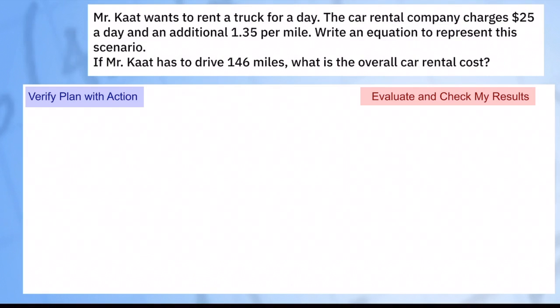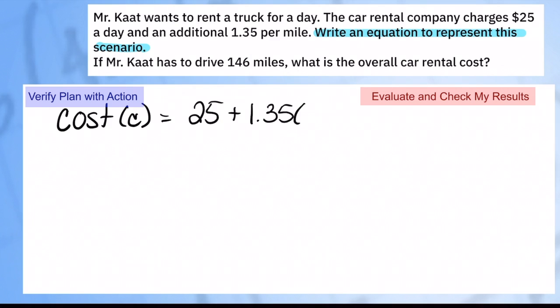Let's start by just making sure that we write the original equation. So that's what they asked us to do first, represent the scenario. And we know the cost, C, is going to be equal to our one-time fee of $25 a day, and we know he's driving one day, so it's going to stay constant, plus $1.35 per mile. Actually, I want to just write it this way with an M for miles. So that's going to be our equation. So I'm going to make sure I put that on my line.